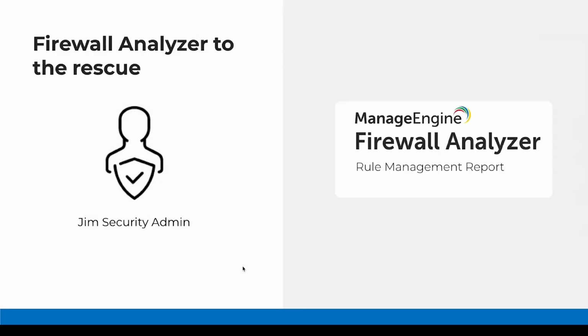So the first requirement: the company has asked to optimize using Firewall Analyzer. Again, doing all of this manually will take an enormous amount of time and effort, which has a higher chance of introducing human error. So let's see how Jim uses Firewall Analyzer to overcome these challenges. Let us look at the rule management feature of Firewall Analyzer, which will help Jim address all of the challenges facing him.